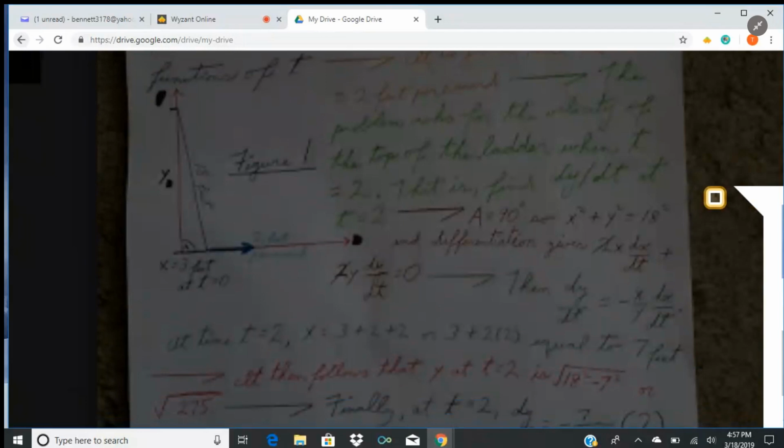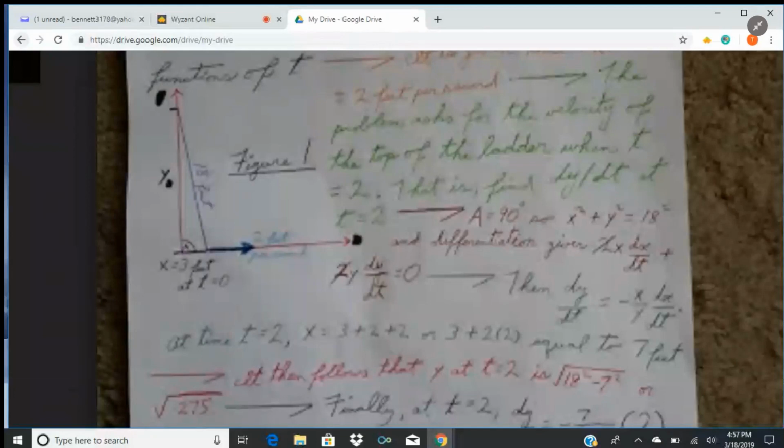Right here I've written capital A is 90 degrees. That's that angle right there. So that's a right angle, and by the Pythagorean theorem, x squared plus y squared is going to be 18 feet squared, no matter how far the ladder slides down. Differentiation gives 2x dx over dt, you differentiated x squared, plus 2y dy over dt, you differentiated y squared, is equal to 0 because 18 squared, a constant, differentiates to 0.